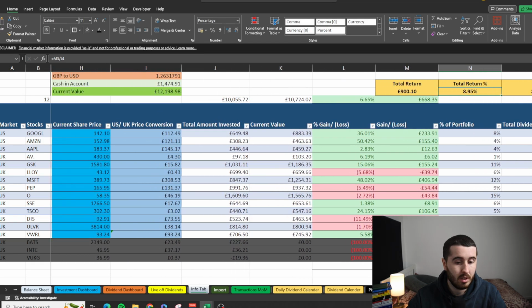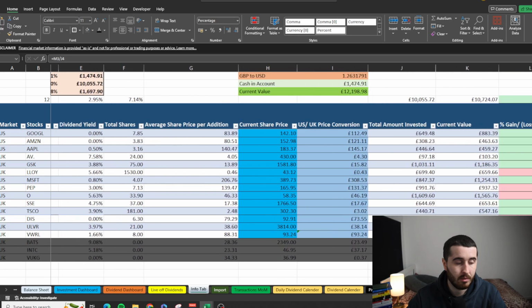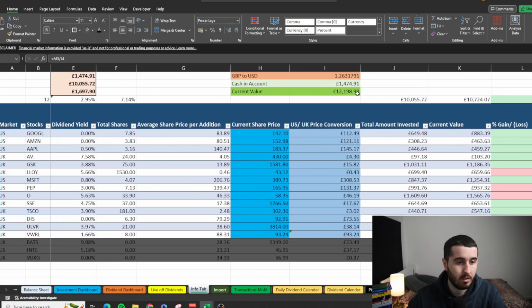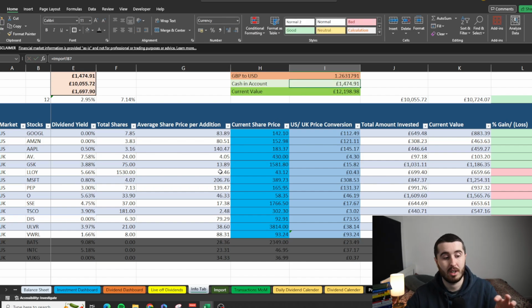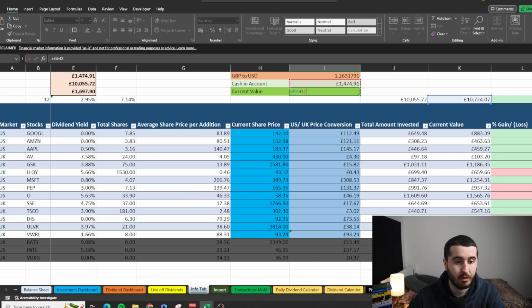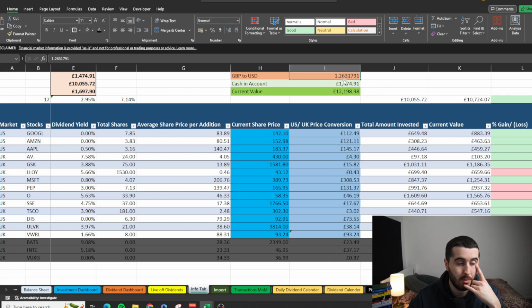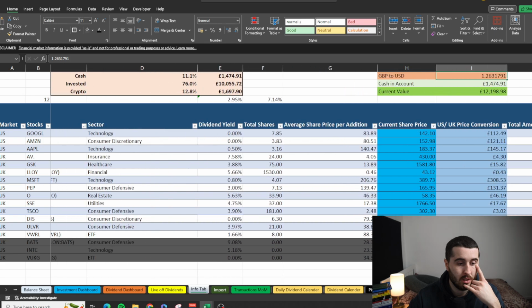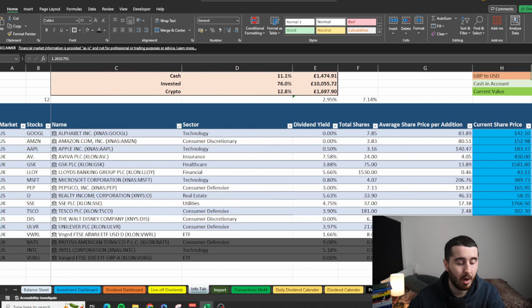And if we come back across here, this value is the current value, which is the cash taken from the import tab, which I'll show you how that works in a second. The cash value, and then the current value is just the cash value plus the current value of your stocks. Gives you the value of your portfolio. So I'm sitting at just under £12,200. And then again, this is the GBP USD. So that's the data part of it.